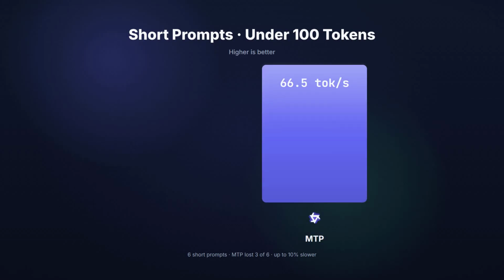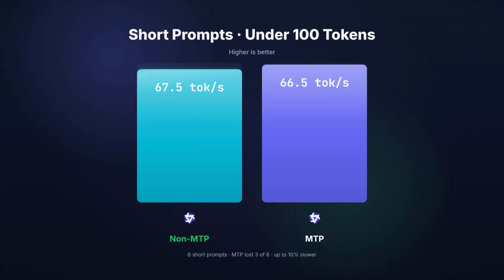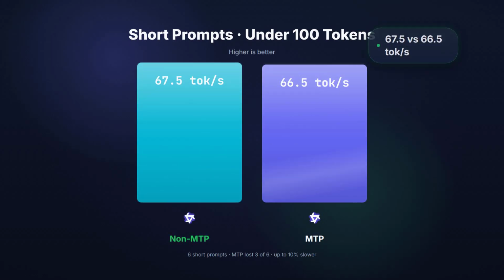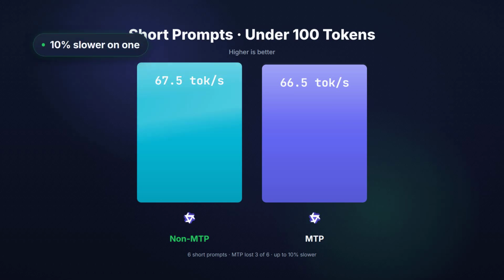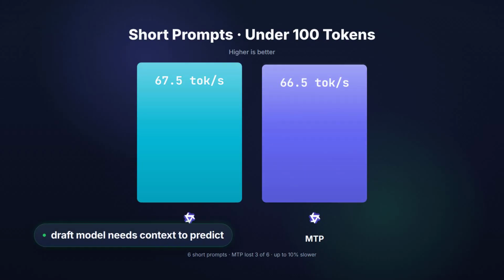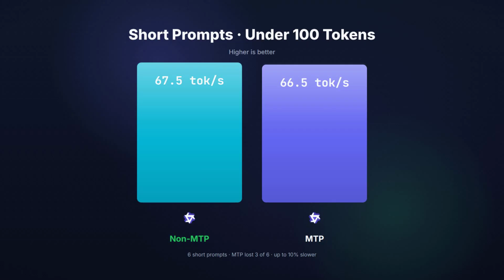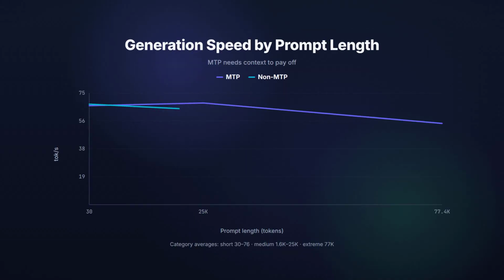On short prompts under 100 tokens, non-MTP actually wins. 67.5 tokens per second against MTP's 66.5. MTP lost on 3 of 6 short prompts. On one, it was 10% slower. The draft model simply doesn't have enough context at those lengths to make useful predictions. The speculative overhead costs more than the accepted drafts save.